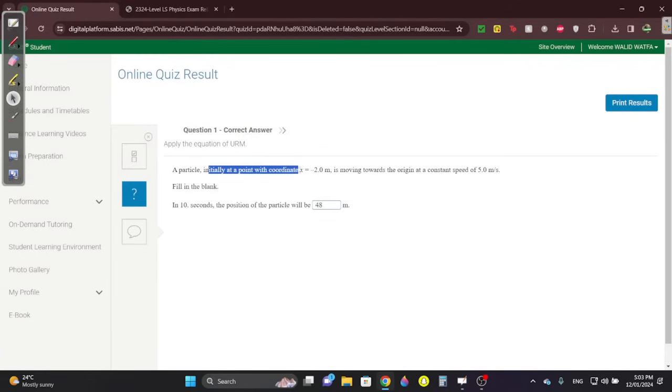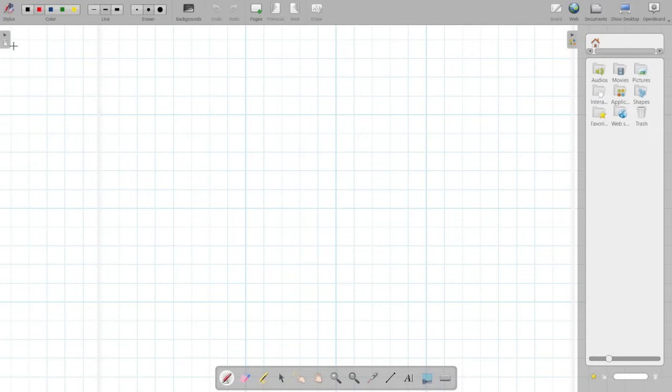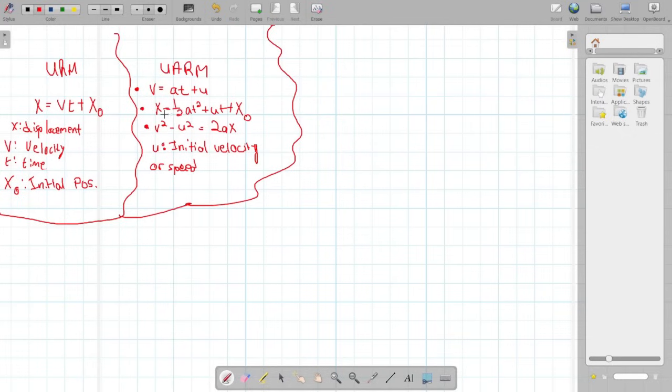A particle initially at a point with coordinate x equals -2 is moving towards the origin at a constant speed of 5. Okay, before we continue, I'm going to write down all the formulas. One second. Okay, so I wrote down the URM and UARM formulas, just in case you forgot them. First, we have x equals Vt plus x naught. This is URM. X is displacement, V velocity, t time. This is x0, x node, whatever you want to call it. Some people put xi, which is the initial position or the initial displacement.